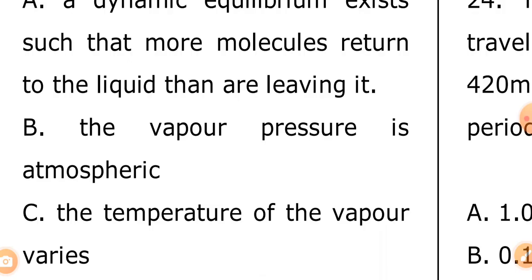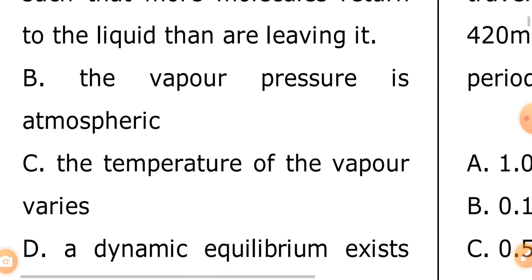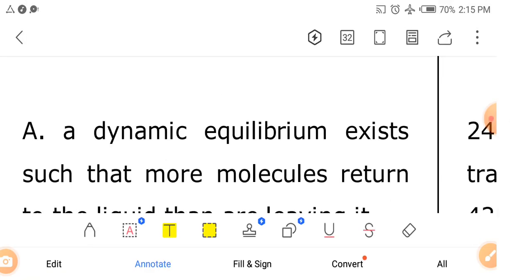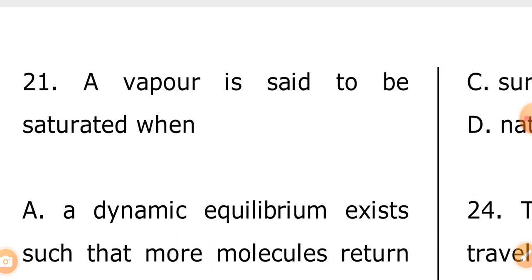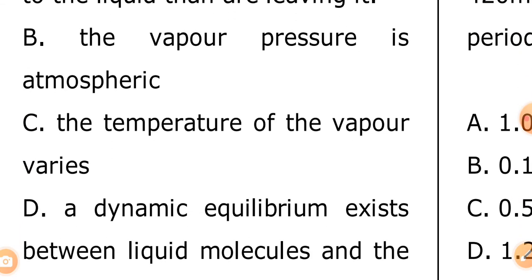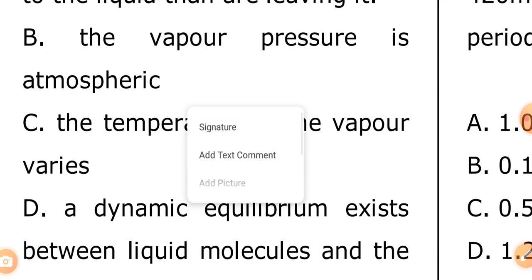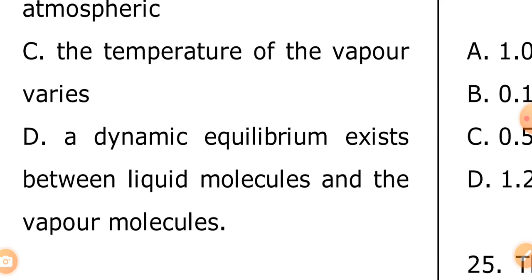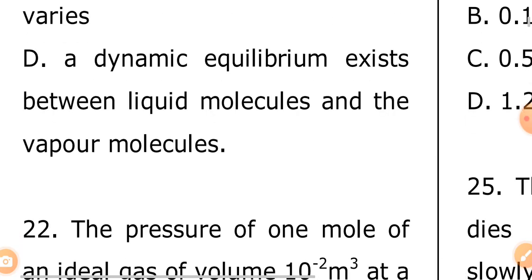Remember, we're talking about saturated vapor. C, the temperature of the vapor varies. Then, a dynamic equilibrium exists. Okay, let's look at the question again. A vapor is said to be saturated when, the answer is, when a dynamic equilibrium exists between liquid molecules and vapor molecules. A vapor is saturated when there is a dynamic equilibrium between the liquid molecules and the vapor molecules. Okay? Now we proceed. See this question.